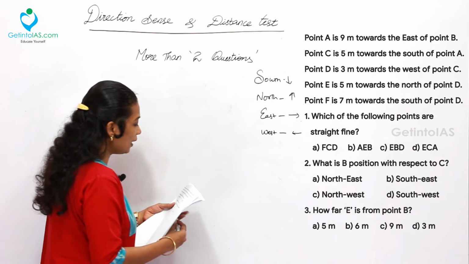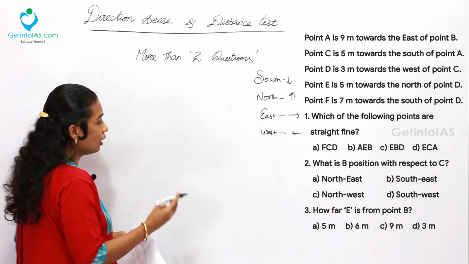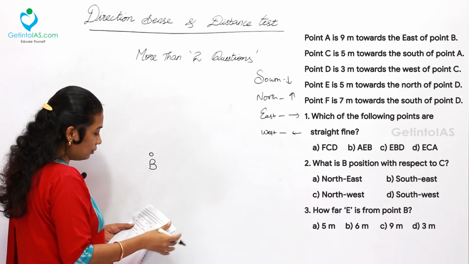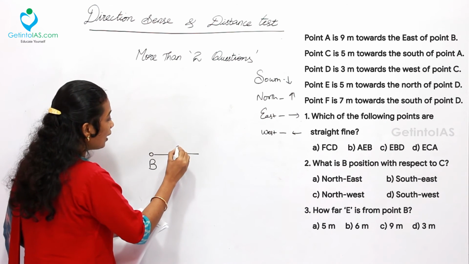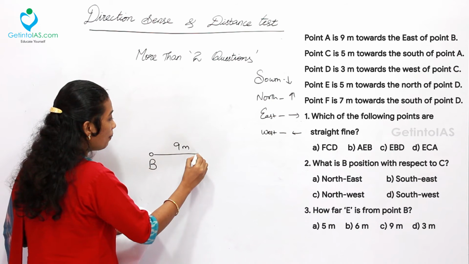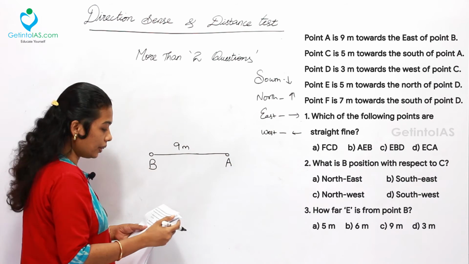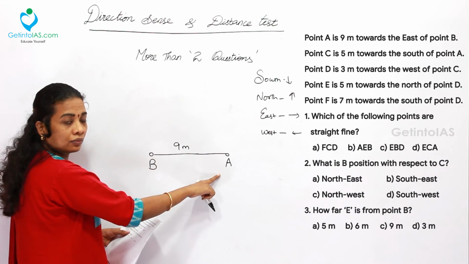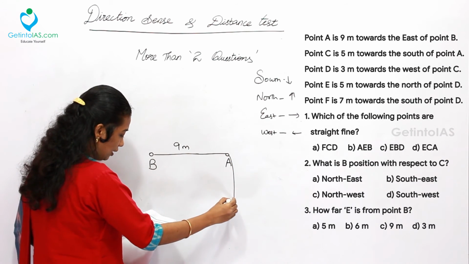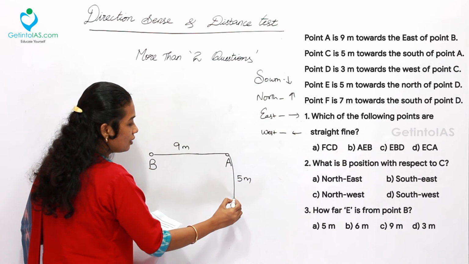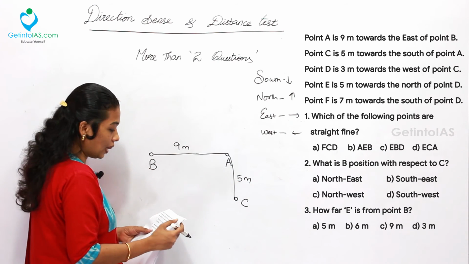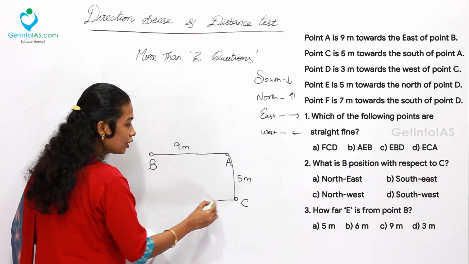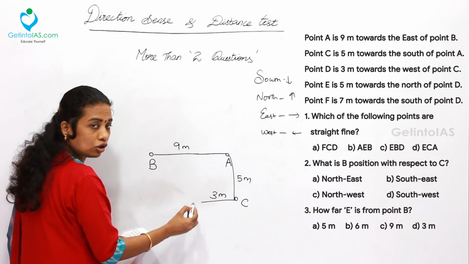Let's solve that. Point A is 9 meter toward the east of point B. Always start from the object. First of all mark B. From the east direction 9 meters is point A located. The next thing, point C is 5 meter towards the south of point A. So towards the south of point A, the distance is 5 meter. C is located. Then the next thing, point D is 3 meter towards the west of point C. So 3 meters towards the west of point C.